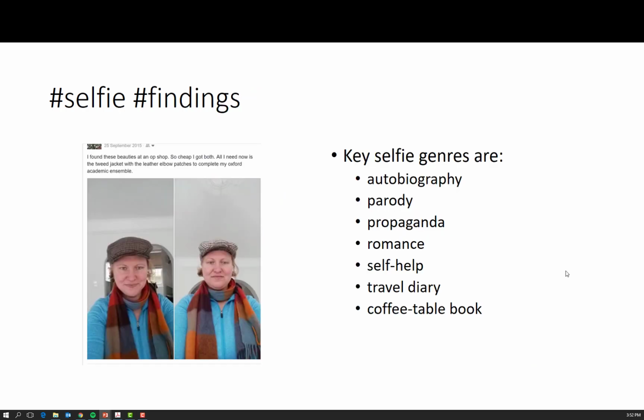So in doing all this interpretation of these different stories that the combination of text and image was telling, we came up with 7 key types of selfie genres: autobiography, parody, propaganda, romance, self-help, travel diary, and coffee table book.